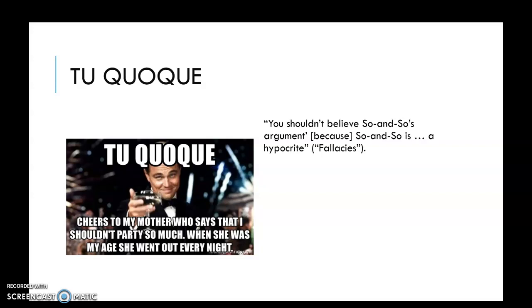So imagine if someone smokes, makes an argument against smoking, and somebody decides, well, you're a hypocrite, so you must be wrong. Well, no, because their argument is against smoking, which is unhealthy, right? So just because they're a hypocrite doesn't mean they're wrong.